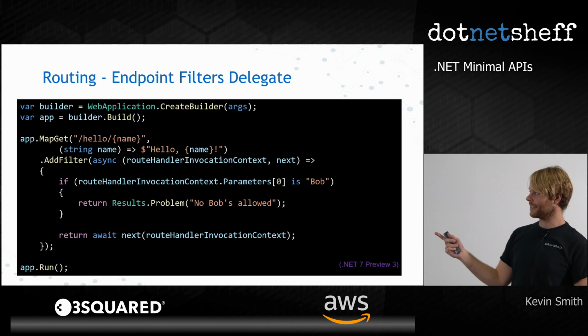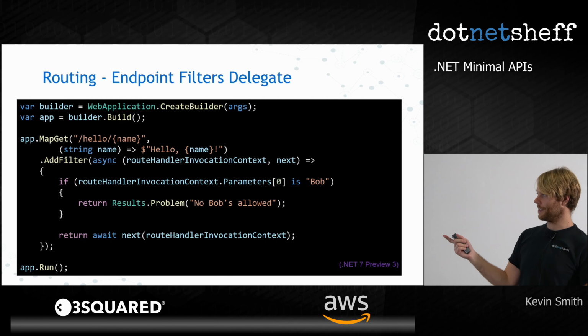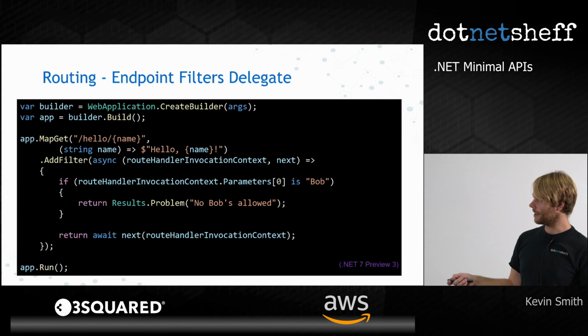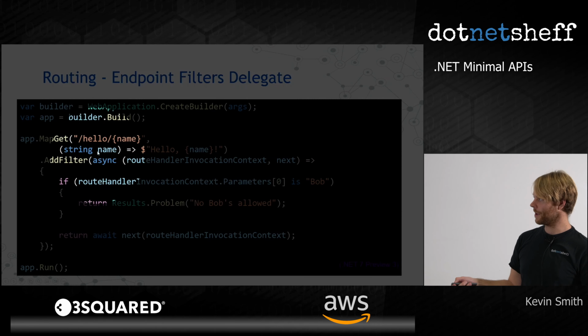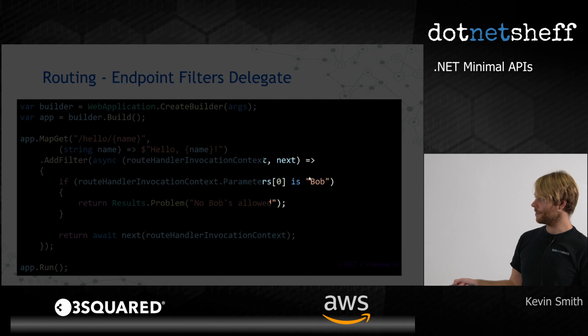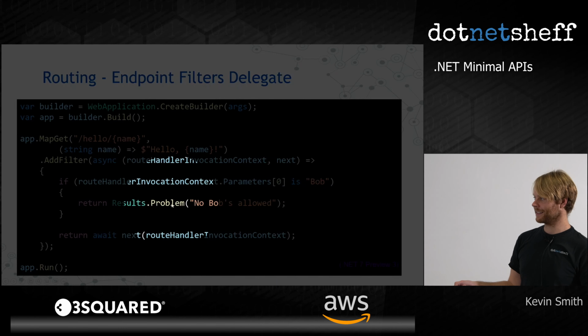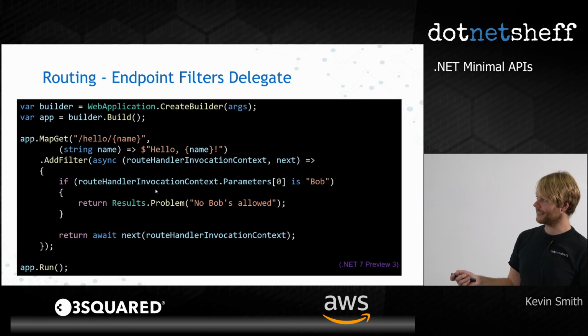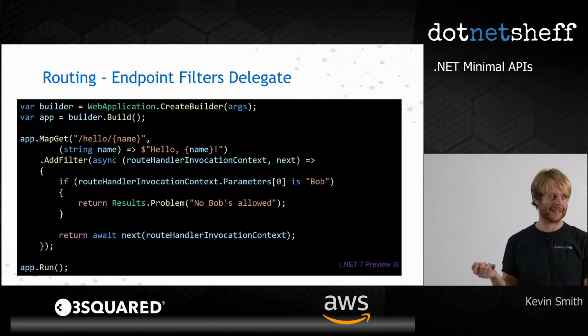So all this is saying is it's validating that name argument up here. If it's Bob, then we want to return a problem JSON saying no Bob's allowed. So that's pretty much just validating my model coming in. But you could use that for anything. You could pass that through to Fluent Validation or the attribute validation in .NET to validate your models coming in instead.